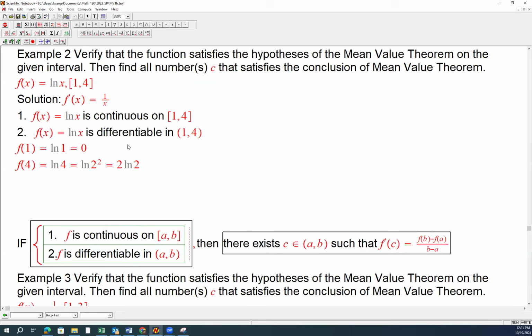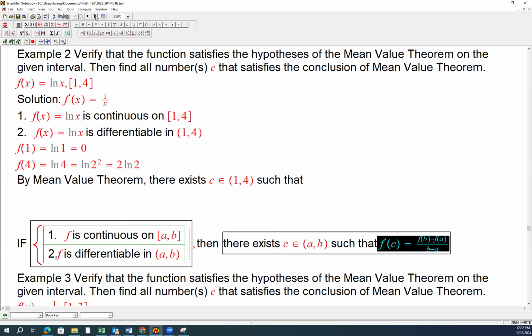Now, by the mean value theorem, there exists a number c inside of (1, 4) such that... So you really just copy this sentence, okay? And put the specified interval to replace a, b and plug in these conclusions.